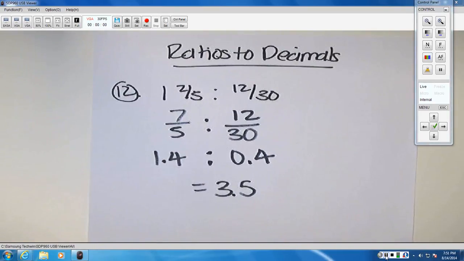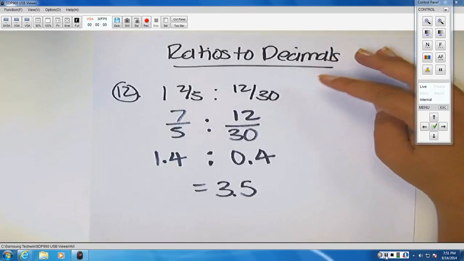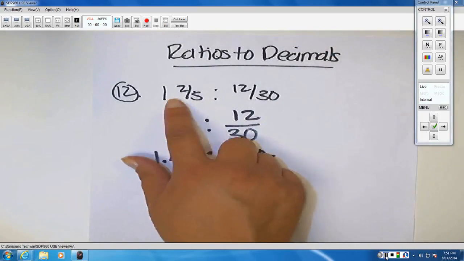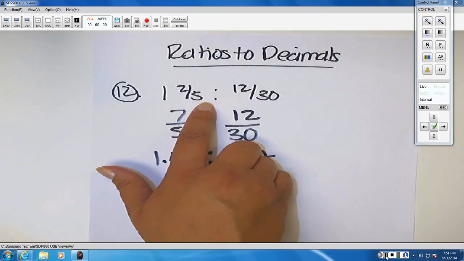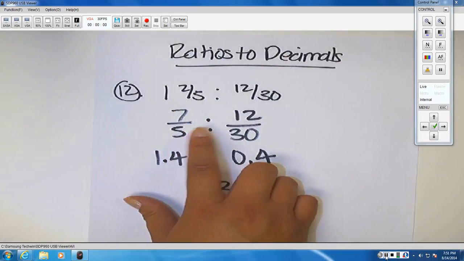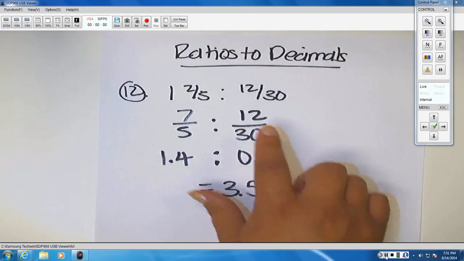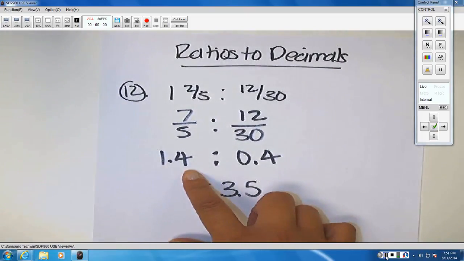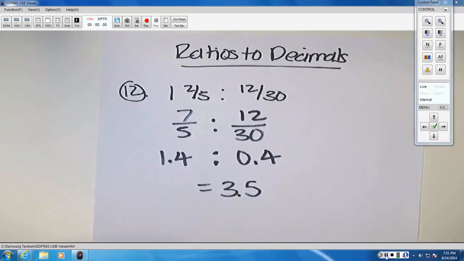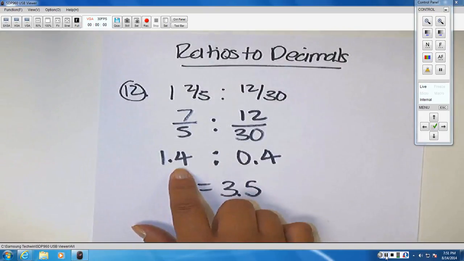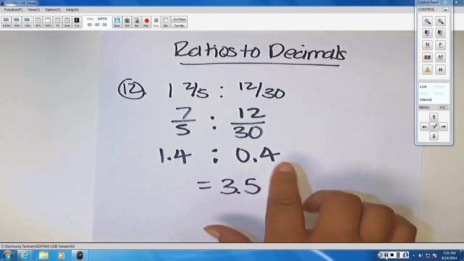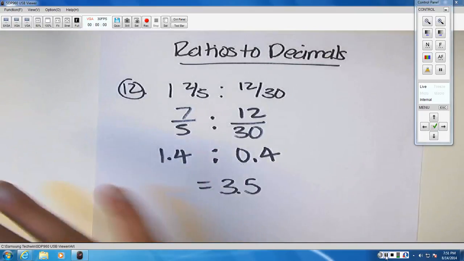So when we, again, had a fraction, we just took that fraction and we ended up turning it into a decimal. This one, we had to turn this mixed number into an improper fraction. We did the simple math. We ended up with 7/5 is to 12/30. In order to get these fractions into a decimal, we simply divided the numerator by the denominator. So 7 divided by 5 was 1.4. 12 divided by 30 was 0.4. And then we divided the first number by the second number.